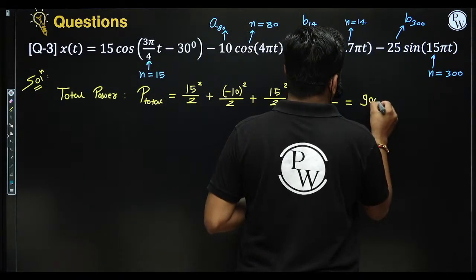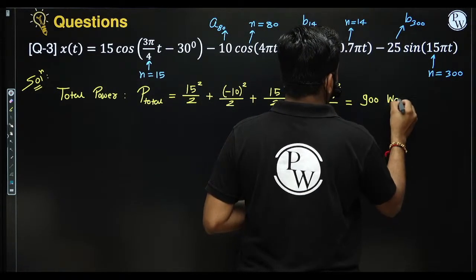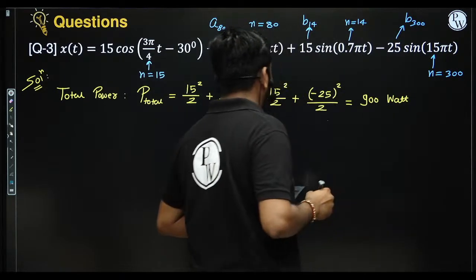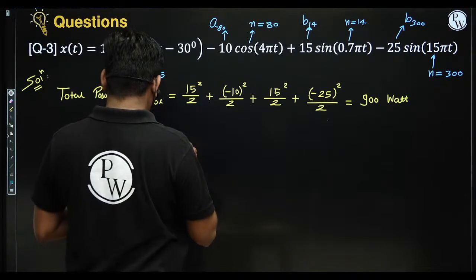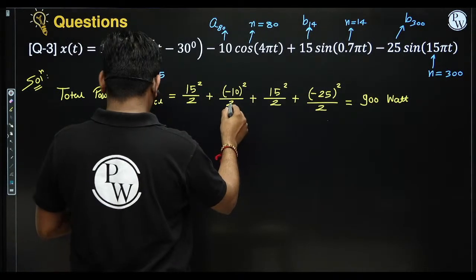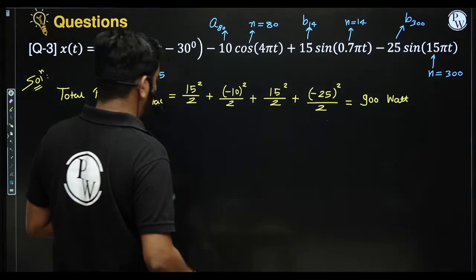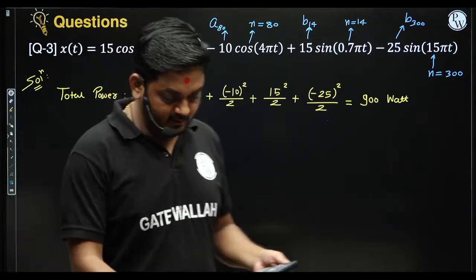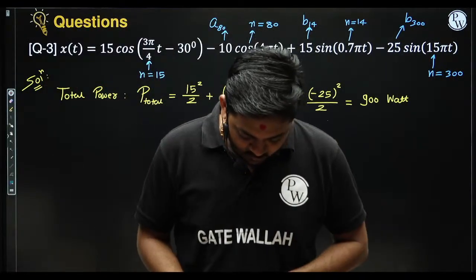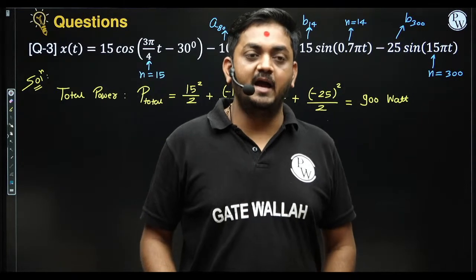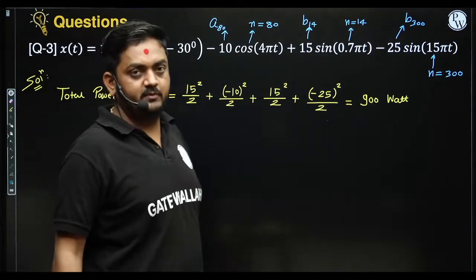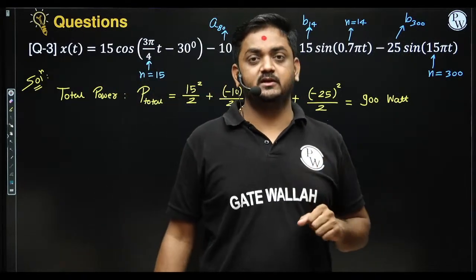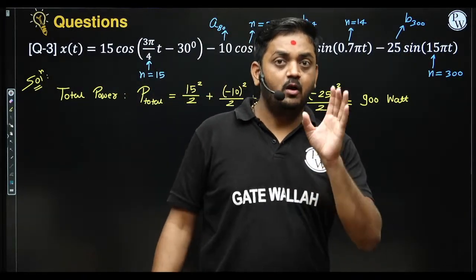This is the total power, correct? Please check once. Okay, the total power: this is 15 square, that is 225, this is 50 and this is 625. Yes, 900 is the total power, correct? So you can see here the total power is 900. So the first question they can ask is to find the total power of x of t. Now the second question they can ask is find power up to 100th harmonic.